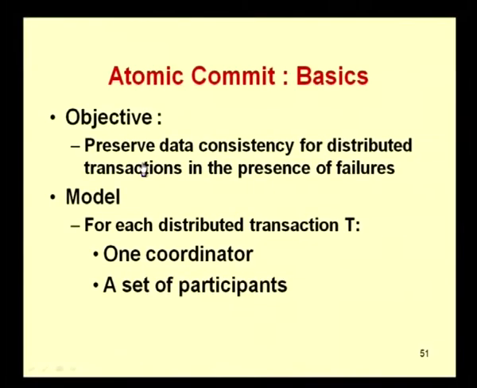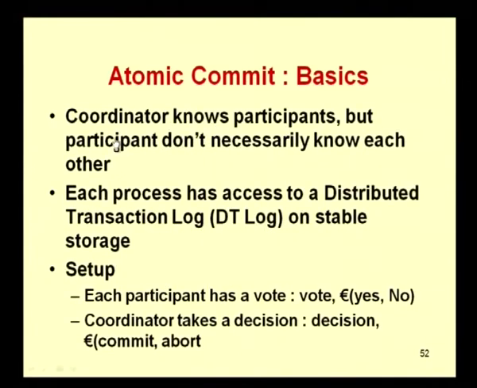So, what is the model you use? For each distributed transaction T, you have one coordinator and a set of participants or subordinates, which we have already said. So, the coordinator knows the participants, but participants do not necessarily know each other. Each process has access to a distributed transaction log, which is called a DT log, on stable storage. So, the setup is this: each participant has a vote, the vote is either yes or no, and the coordinator takes a decision, and the decision is commit or abort.